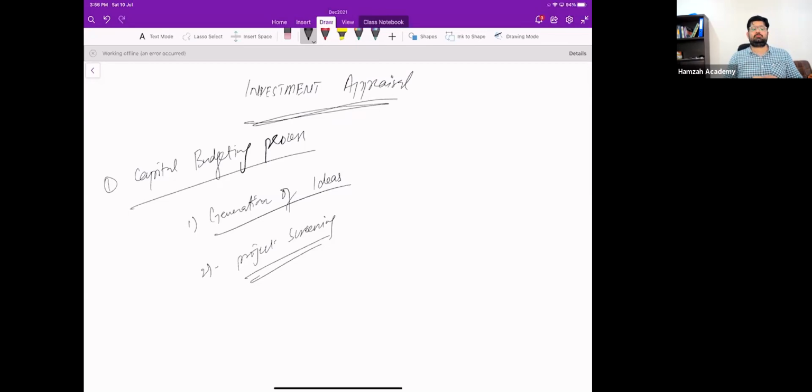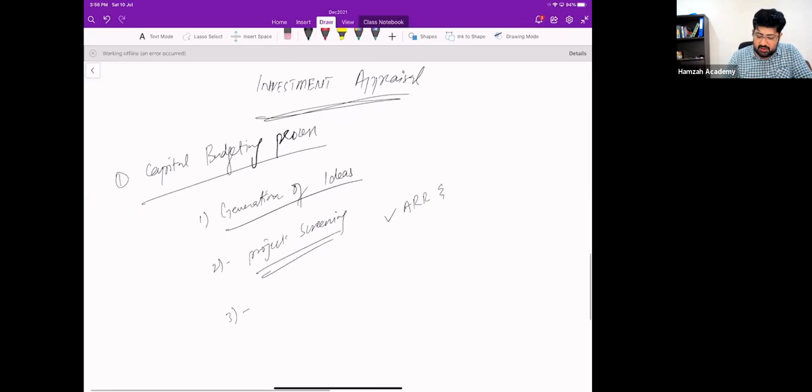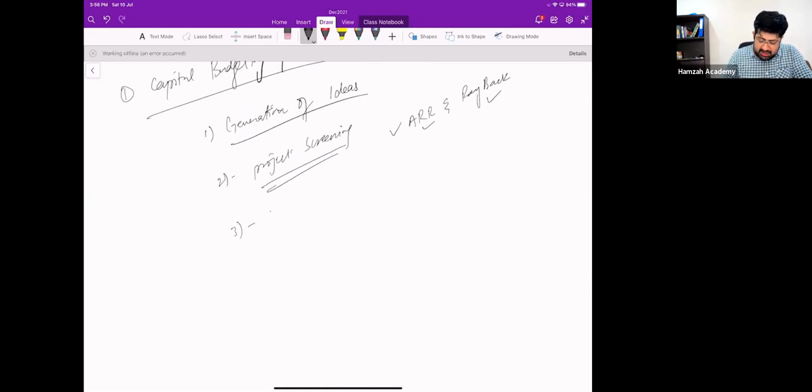Now, the third point is, once the screening test is passed, and in the screening we calculate accounting rate of return and payback of the project as well. What they are, we are going to talk about in a few minutes. These are part of our syllabus. Then comes detailed evaluation of the project.